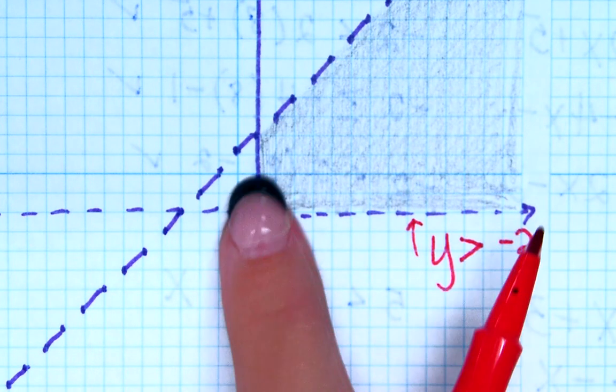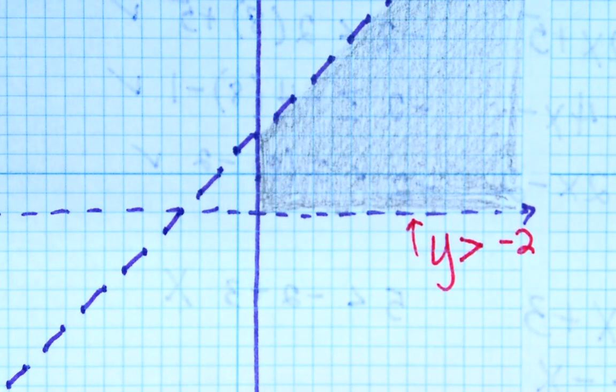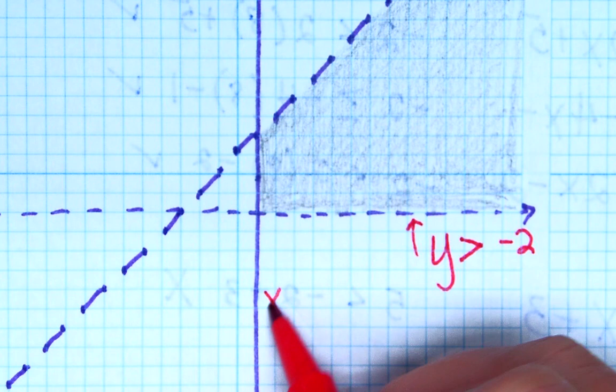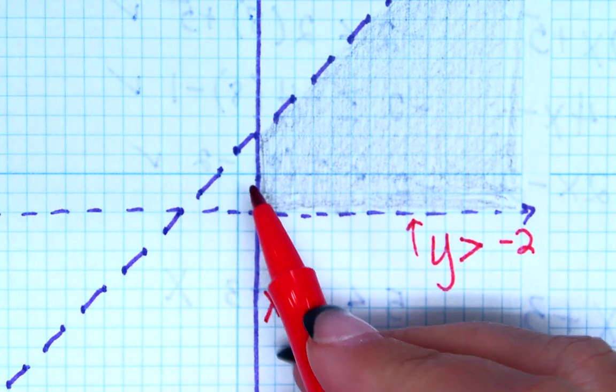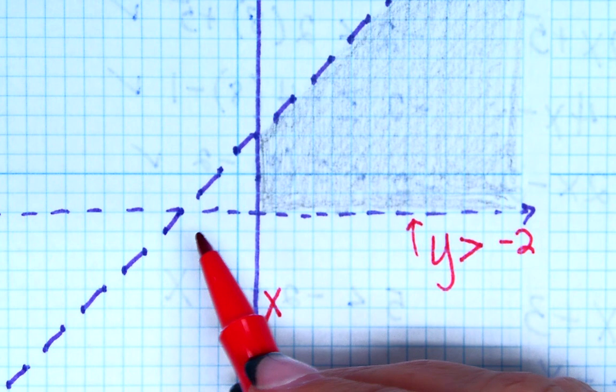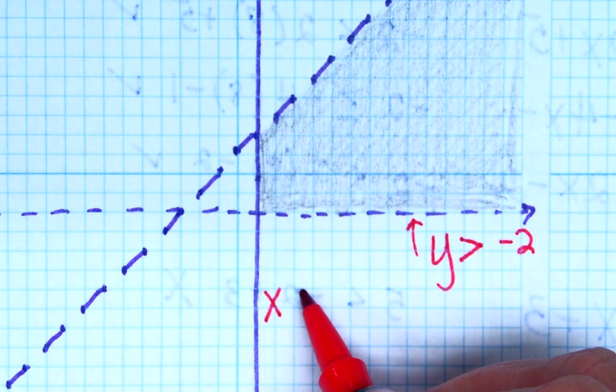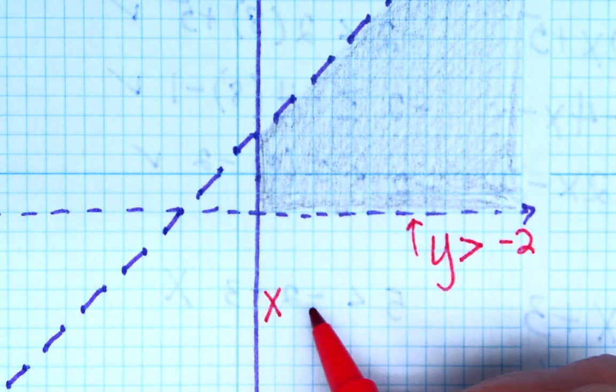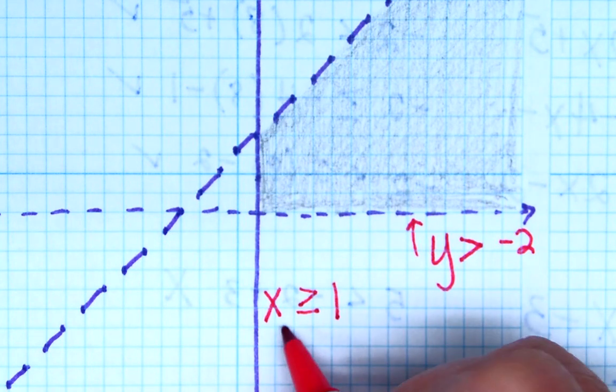Okay, so what about the vertical line? That's the x. Where is it crossing? At 1. And is it shaded to the right or the left? To the right. So that is greater than. And is it solid or dotted? Solid, so greater than or equal to 1. And that's for that line.